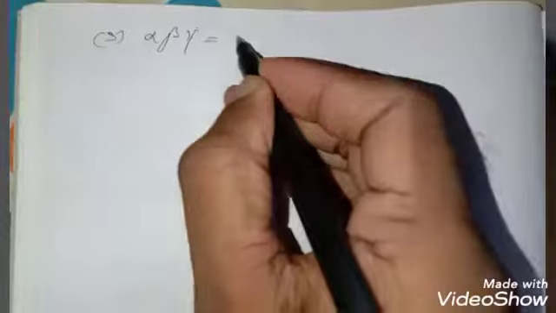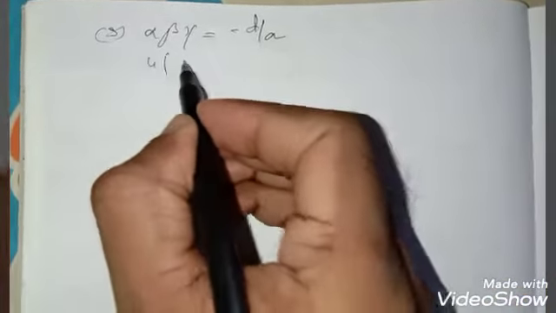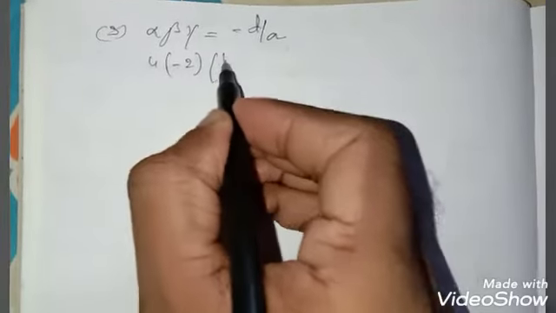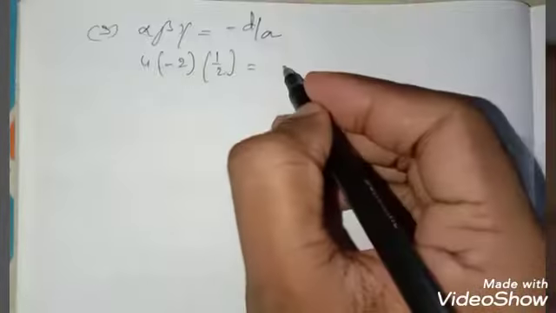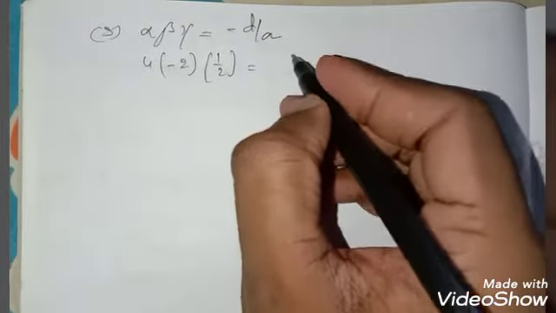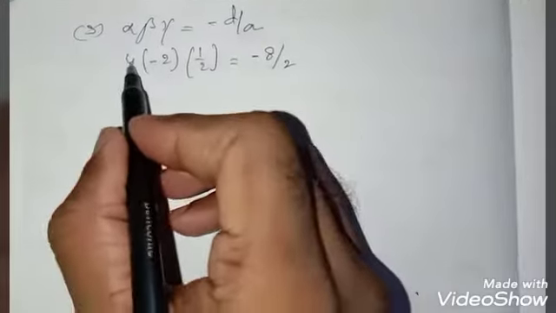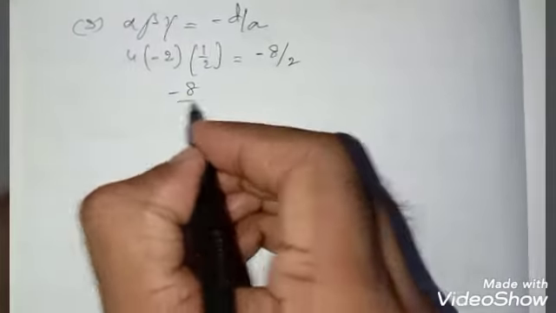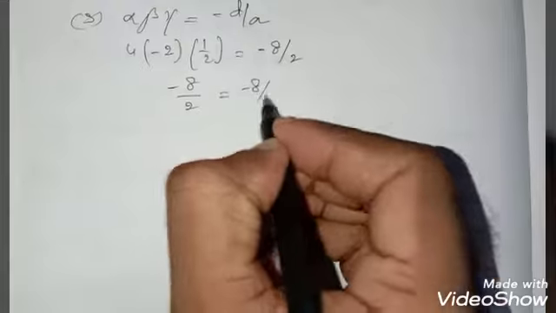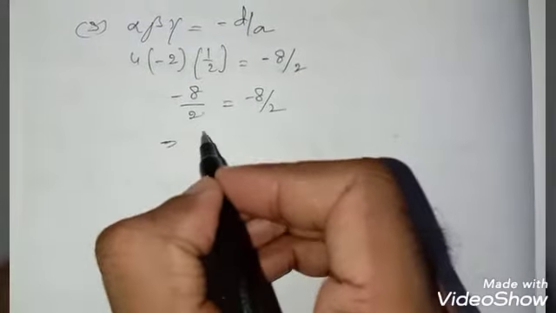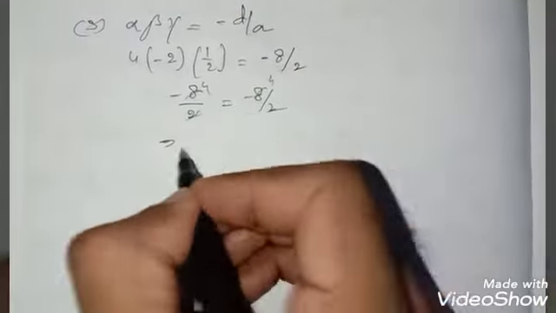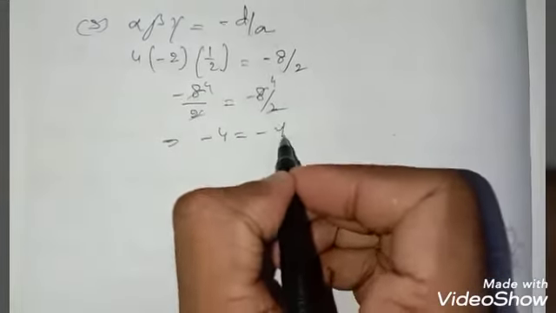Next, the last one. The relation of the last one is alpha beta gamma is equal to minus d by a, right? Now alpha is given as 4, beta is given as minus 2, gamma is given as 1 by 2, is equal to minus d by a. Minus d is given as minus 8 by 2, right? Now here 4 2s are 8, that is minus 8 by 2 is equal to minus 8 by 2. I can cancel this, 2 4s are here, 2 4s are there, so the answer is minus 4 equal to minus 4.